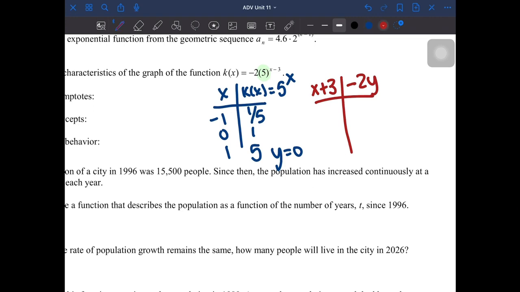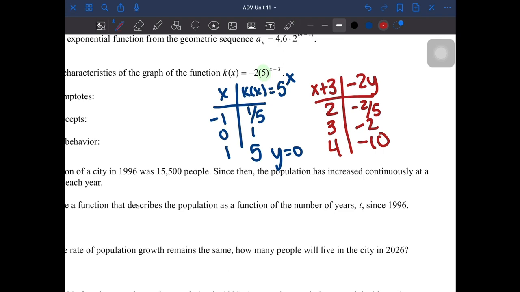So I come over here and I'm going to fill this in, and I'm going to do negative 1 plus 3. So negative 1 plus 3 is just going to give me 2. And then 0 plus 3 is going to give me 3, and then 1 plus 3 is going to give me 4. Now what I'm going to do is 1/5 times negative 2. I'm just plugging it in. So that's going to be negative 2 over 5. Go ahead and leave it as a fraction. Then negative 2 times 1 is going to give me negative 2, and then 5 times negative 2 is going to give me negative 10. Okay, so there's where I'm at.